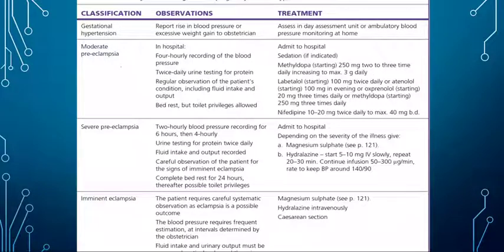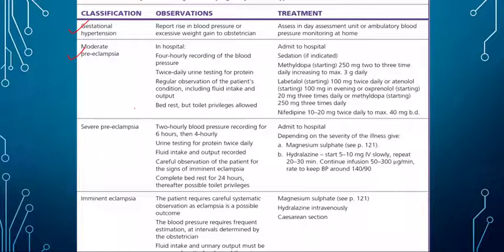Now in here, they have also written in a very good way what the management of preeclampsia will be based on the severity. As you can see, for gestational hypertension, usually you will just monitor their blood pressure at home or maybe in the maternity unit. If it is very high, you can give them an antihypertensive as well.